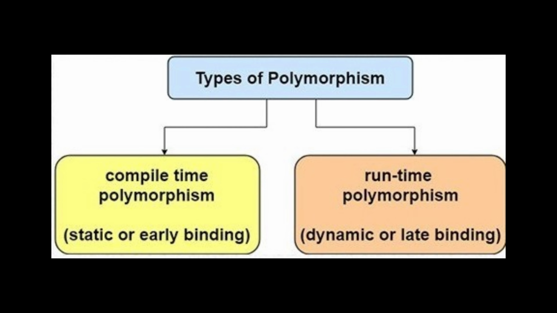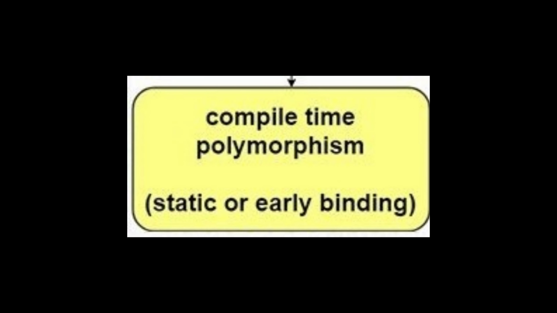Polymorphism has two types. One is compile-time polymorphism and the second is runtime polymorphism. We will focus on compile-time polymorphism today. Compile-time polymorphism, that is overloading, is like having the same name for your function but with different parameters.